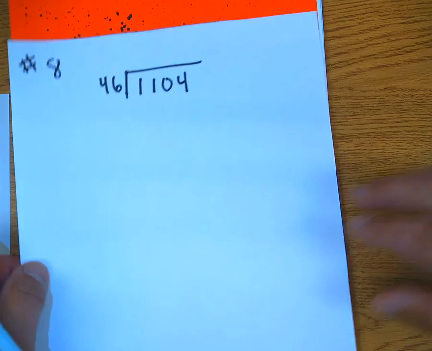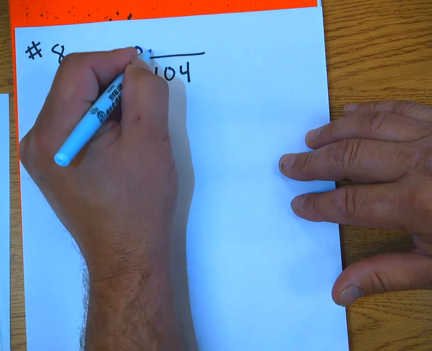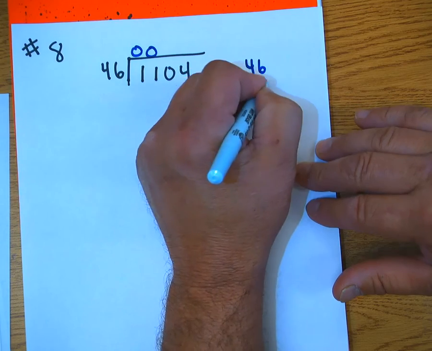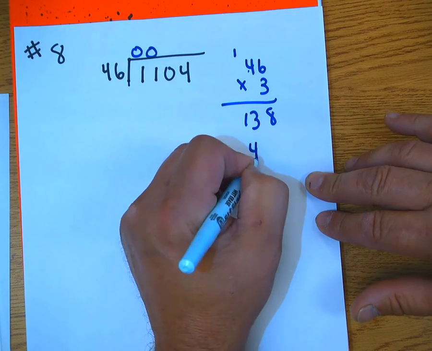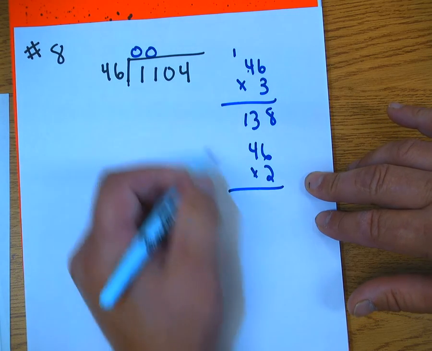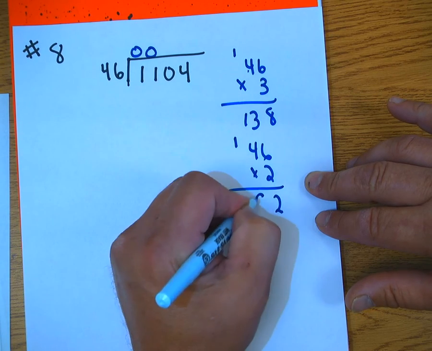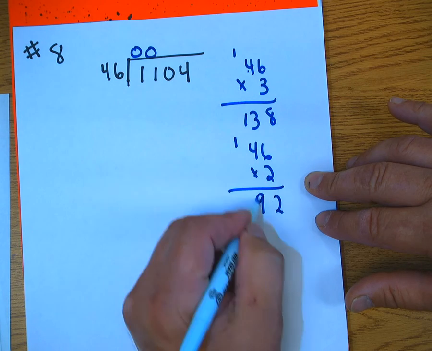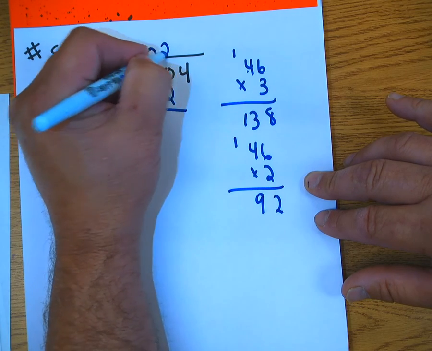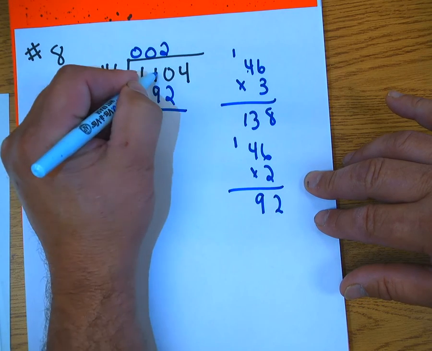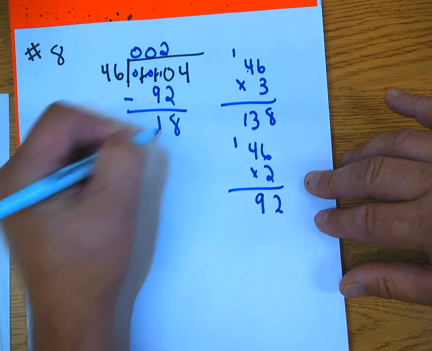And number 8. 46 will not go into 1. 46 will not go into 11. 46 times 3 is 18. 12, 13. That's too high. 46 times 2. I'm going down because 138 was too much. 12, carry the 1. 2 times 4 is 8, plus 1 is 92. So 92 works. We have to make sure we keep everything lined up. Should have said that all throughout. 2 times 46 is 92. We're going to subtract. 10 minus 2 is 8. 10 minus 9 is 1.